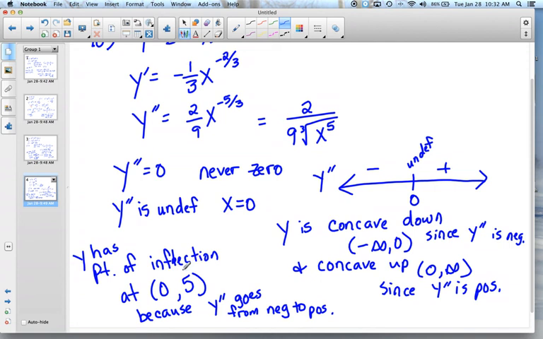And be careful about your wording. Y has a point of inflection at 0, 5 because I've had students sometimes say things like y prime changes concavity, but that's not y prime changing concavity. It's y that's changing concavity. So you have to be really careful with your language and make sure that what you are saying is accurate. Okay, so that should get you through a few of the problems for the homework.